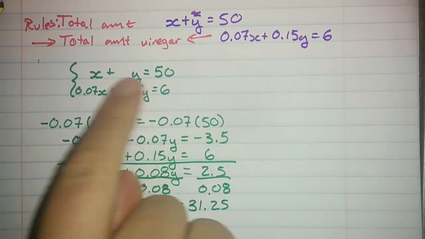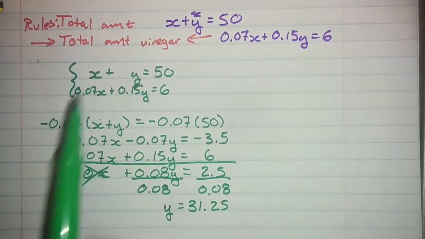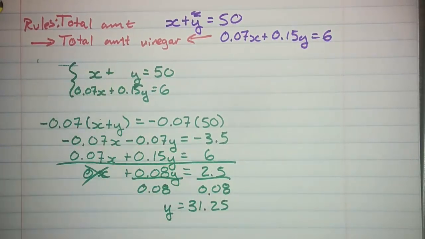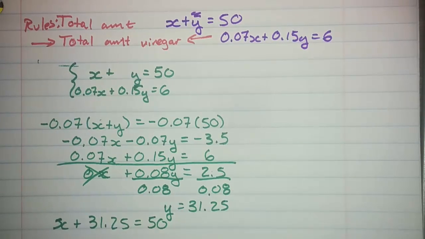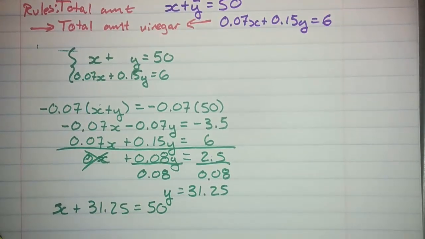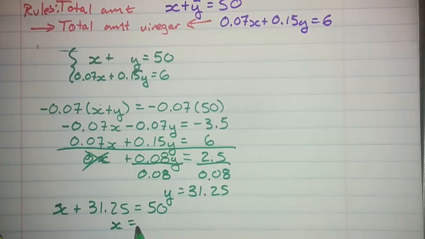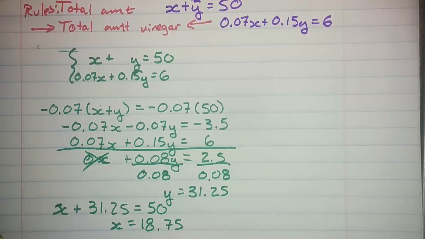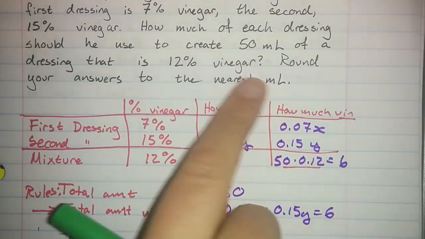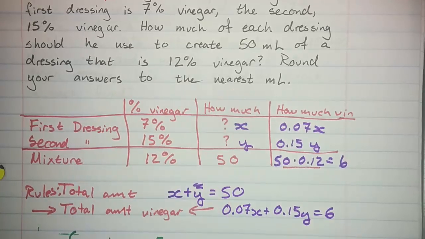I'm going to use the first equation to find x, because it's way easier to work with. Subtract 31.25 from both sides, and I get x equals 18.75. All right, now we're ready to answer the question. Let's take a look back at the instructions. Round our answers to the nearest milliliter.